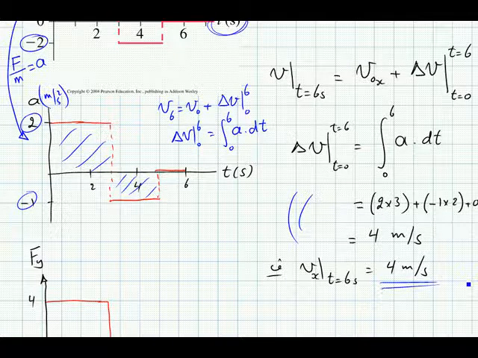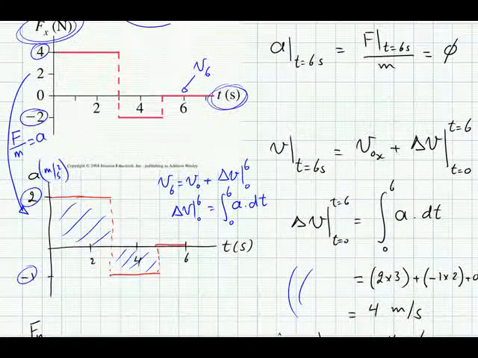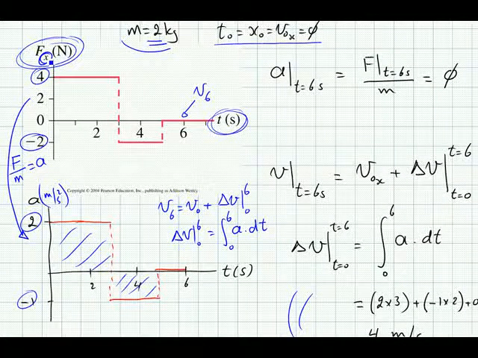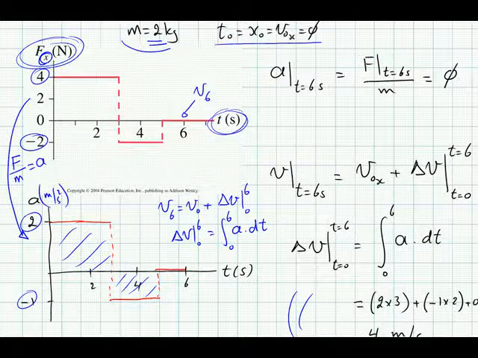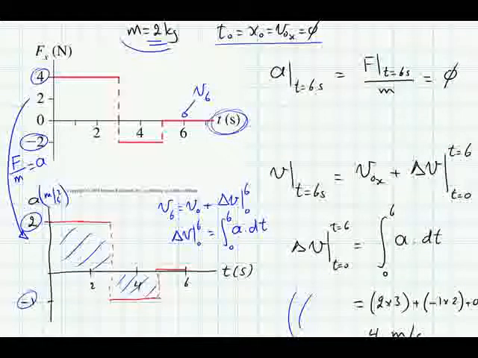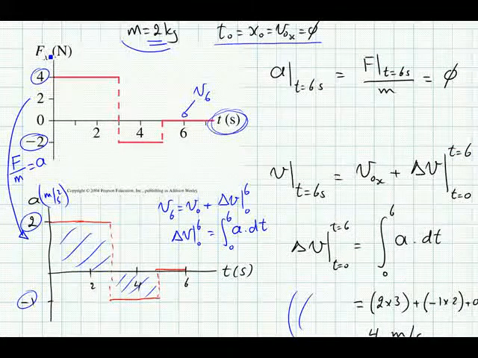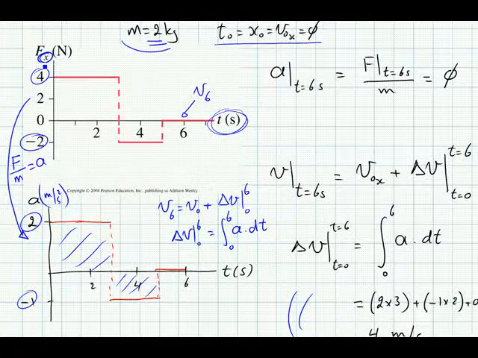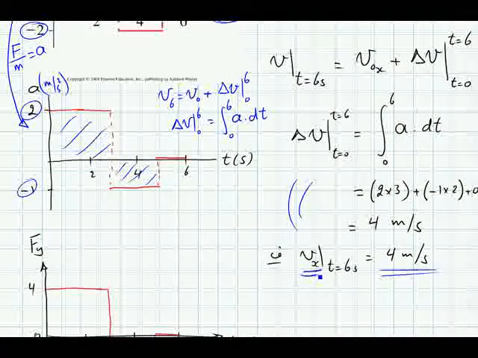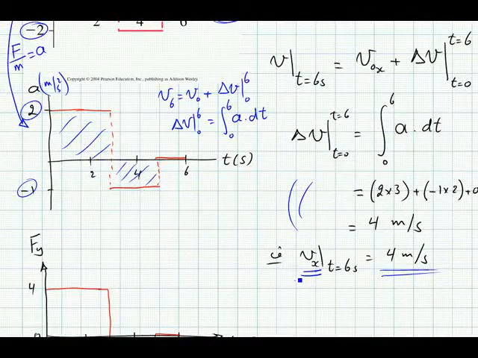Now, actually the problem does state that this is a force acting along the x-axis, Fx. So this is a force acting along the x-axis, therefore the velocity that you figure out is actually vx. Okay, we just figured out vx.